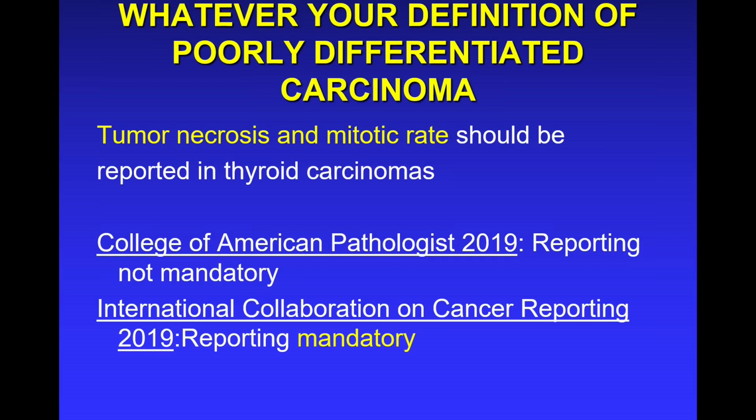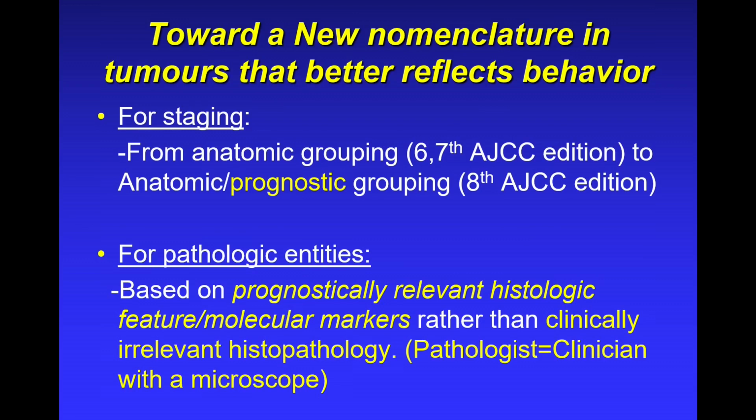So beyond the issue of thyroid carcinoma, the message I want to give is that I hope we will move from an old nomenclature of tumors to a new one that better reflects behavior. For example, in staging, we moved in the 7th edition from anatomic grouping to an anatomic prognostic grouping. And also, in regard to entities like in thyroid, we can really rely on prognostically relevant histologic features or molecular markers, like, for example, necrosis and mitosis, instead of focusing on things that are not relevant, like the architecture of the tumor.